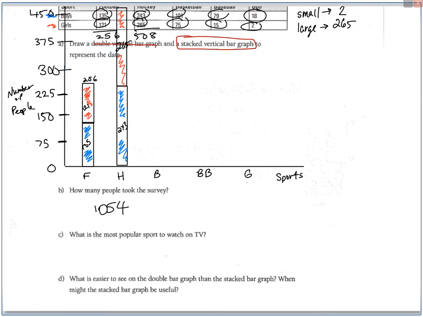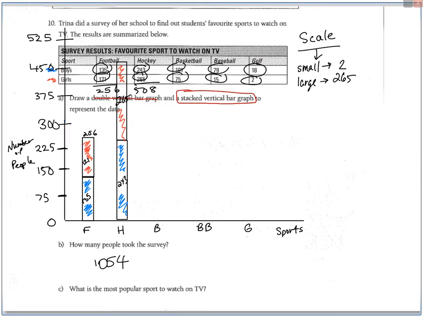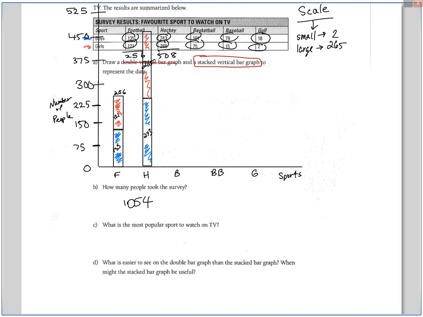Alright, what's the next thing? It says, what is the most popular sport to watch on TV? Hockey. Okay, hockey. So this must be like Canada or something. Okay, so hockey. You guys agree?